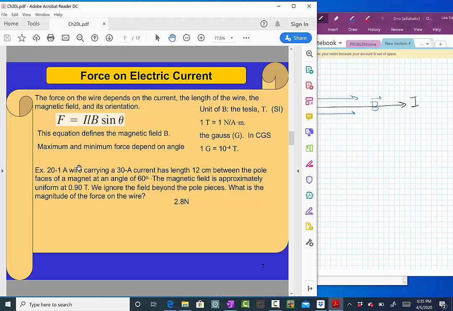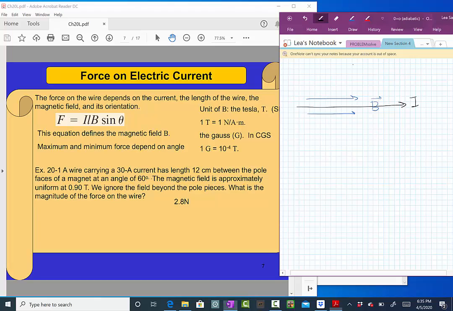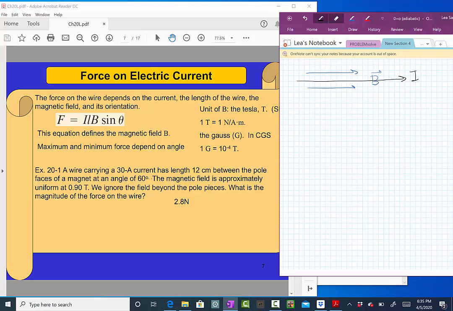So what do we have? We have a wire carrying 30 amps. Let's write this there. Our current is 30 amps. It has length 12 centimeters between the faces of the magnet, between the poles of the magnet. Now, remember what we said? We only care about that piece of the wire that is between the poles. So the length is 12 centimeters. Let's convert it to meters. We are using the international system, 0.12. Now the angle between the current and the field is 60 degrees. So theta is 60 degrees.